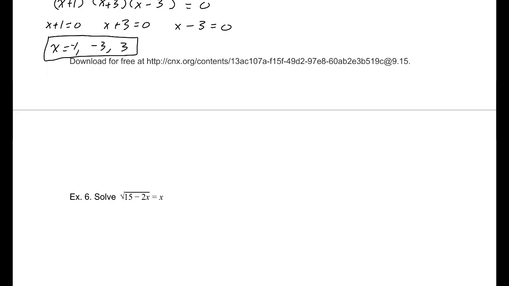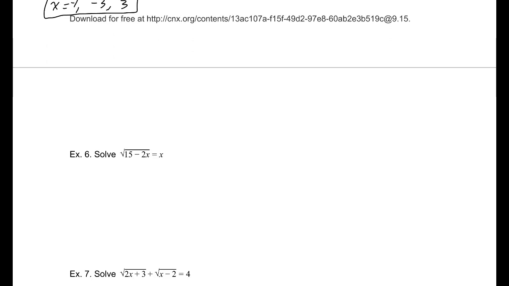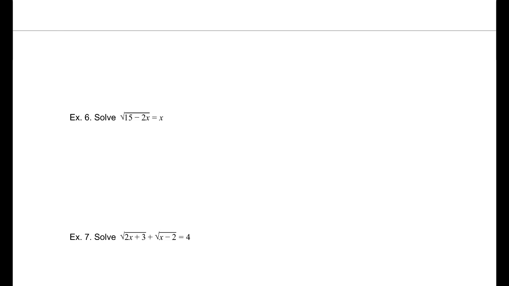Moving on to number 6, we have a radical equation. Solve the square root of 15 minus 2x equals x. Now we used this on, I believe it was problem 2. Yes, problem 2. We can remove a radical by raising it to the power of the index.